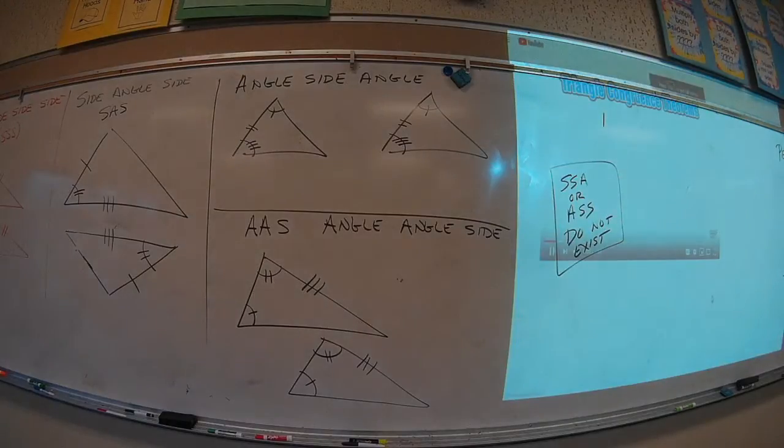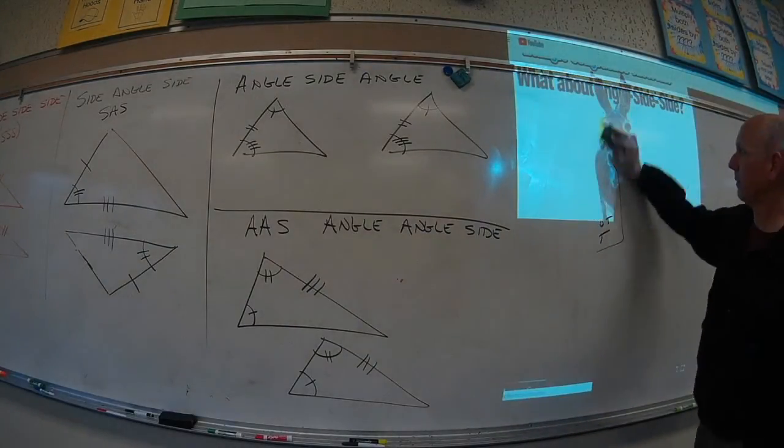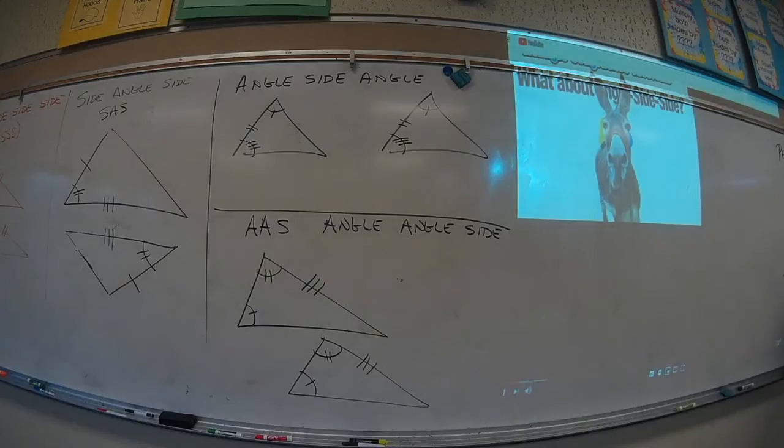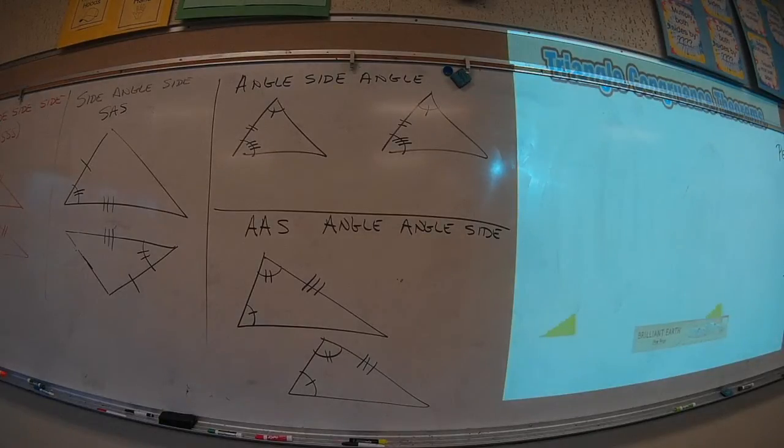So now that we've covered the 5 triangle congruence theorems, you may be asking, what about angle side side? Please don't be uptight. Okay, so now let's go ahead and explore why angle side side would not work as a triangle congruence theorem.